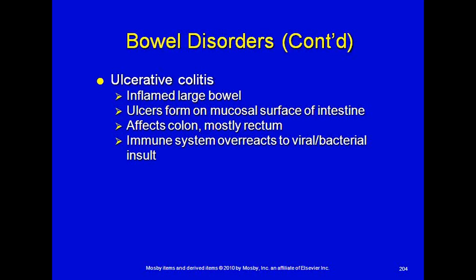Ulcerative colitis is an inflammation of the large bowel. Ulcers form from the mucosal surface of the intestine. It affects the colon and most of the rectum. It occurs when the immune system overreacts to a viral or bacterial insult. So in a person who suffers from ulcerative colitis, when they do have a higher than normal bacterial count in their colon, or a higher than normal viral count in their colon, it can become really inflamed and lead to ulcerations.